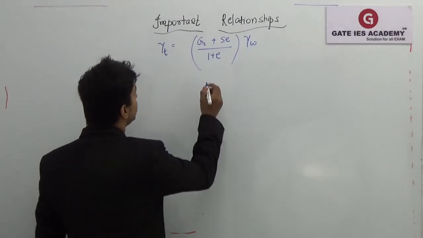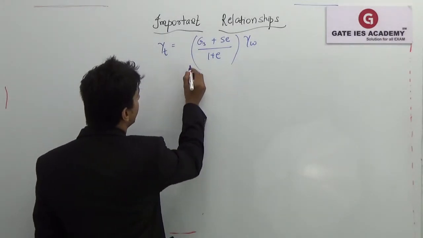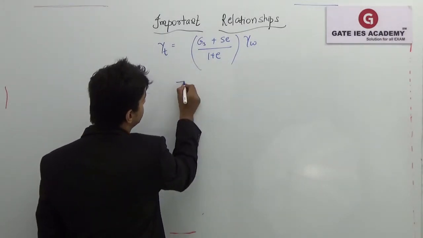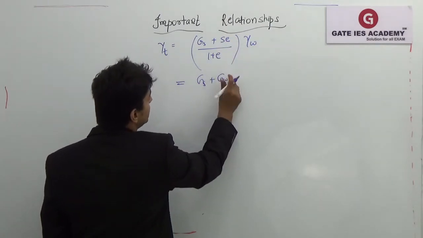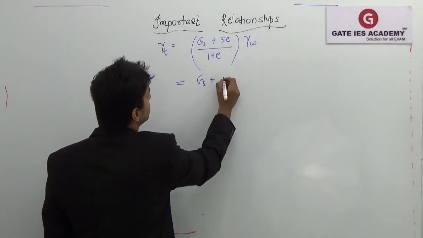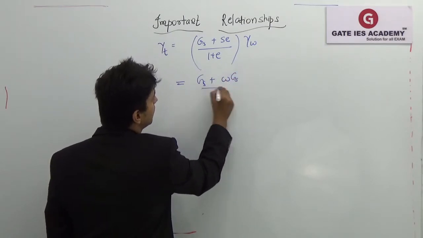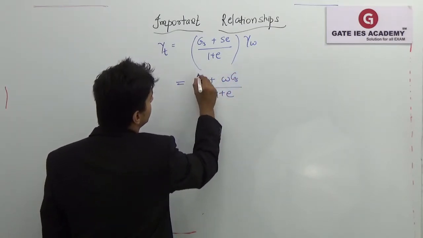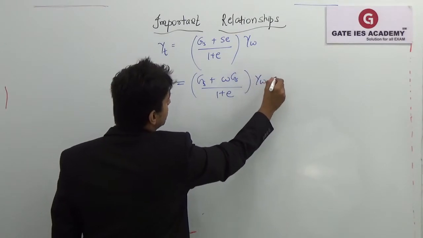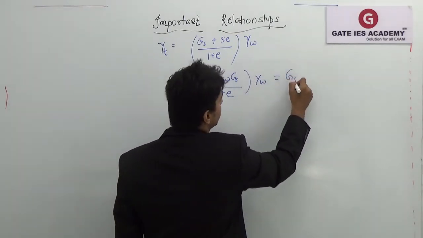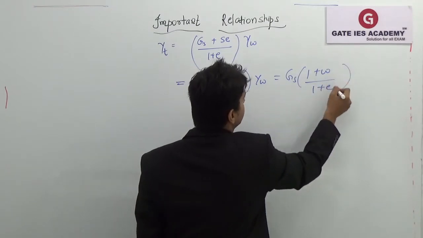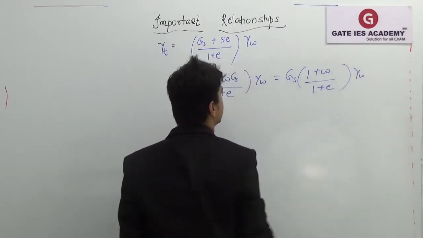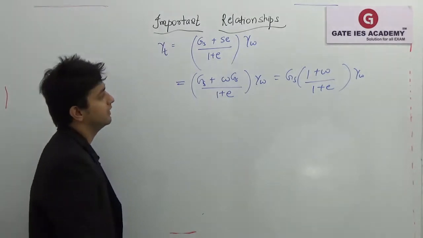Firstly, I will be taking the RHS, as this is more complex. So I will write down Gs and I will replace Se by Gs into w, that is (Gs + wGs)/(1 + e) into γw. This can also be written as Gs can be taken out, and this will be nothing but (1 + w)/(1 + e), where w is the water content and γw is here.